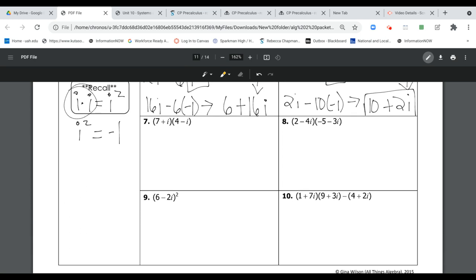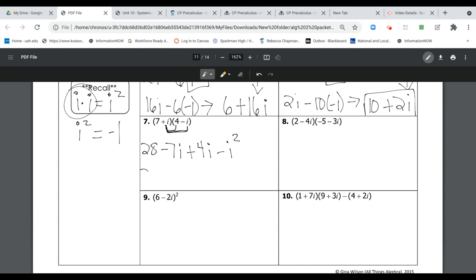So in number 7, we are actually going to FOIL. So we're going to multiply 4 times 7. That gives me 28. 7 times -i gives me -7i. So I'm going to erase that so we can distribute the i. So i times 4 is +4i. And this is where you need to be careful. i times -i is -i squared. Most people forget that i squared on the last part of the FOILing process. Just remember, an i times an i becomes an i squared.